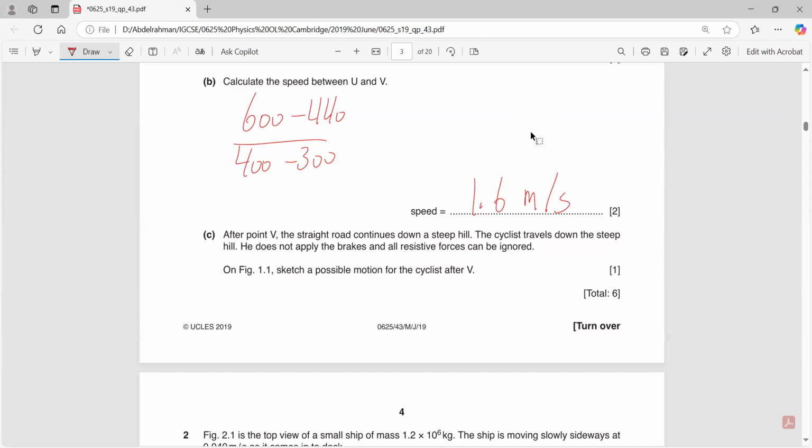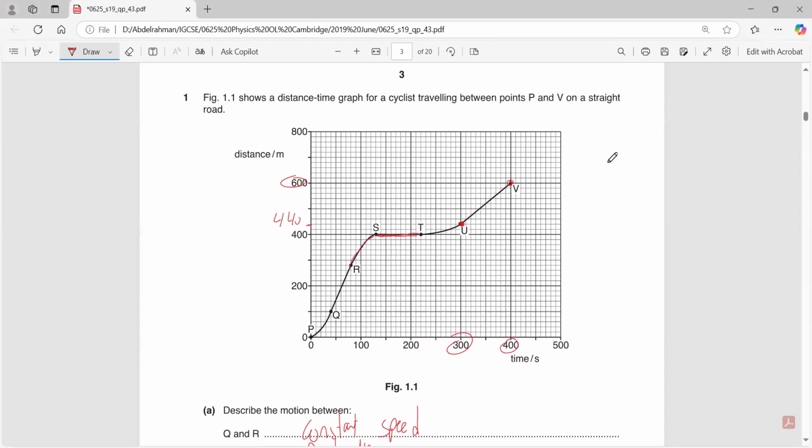So after V, what's happening? Is he moving? Think about this. He's moving down the hill. Will I sketch the graph downwards? Will I draw from 600 to 0, for example? Definitely not. Why? Because downwards means that he's moving backwards, which is wrong. No. How will I draw the graph?